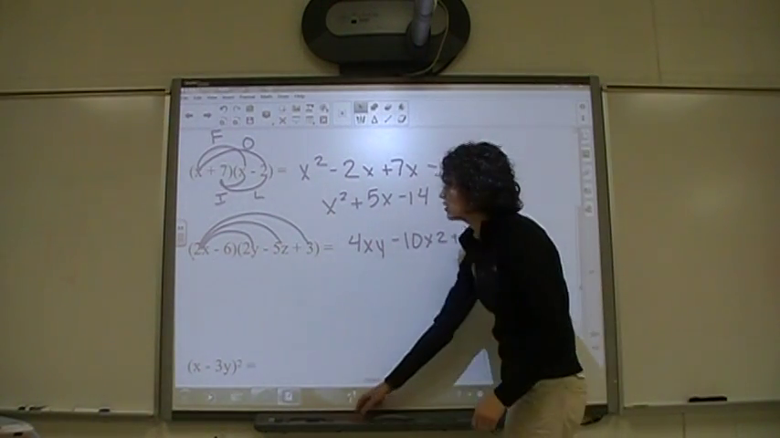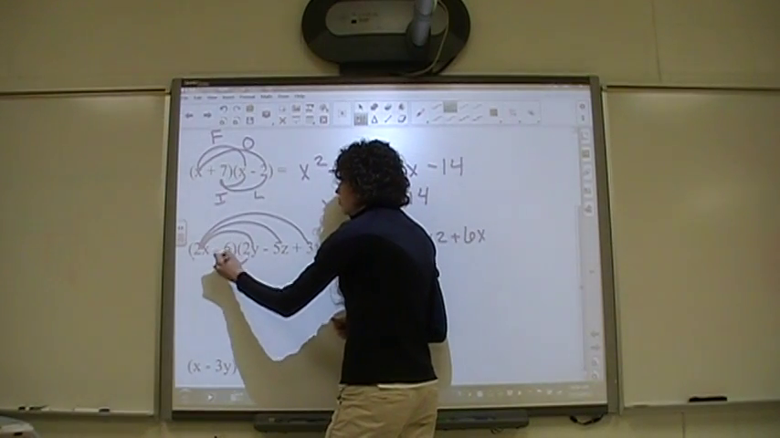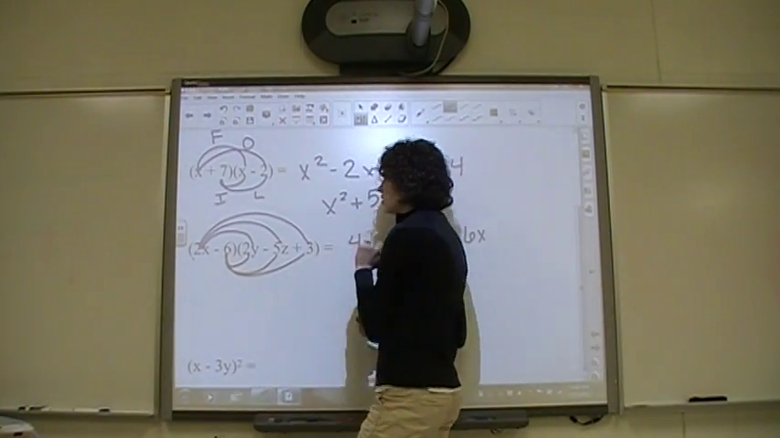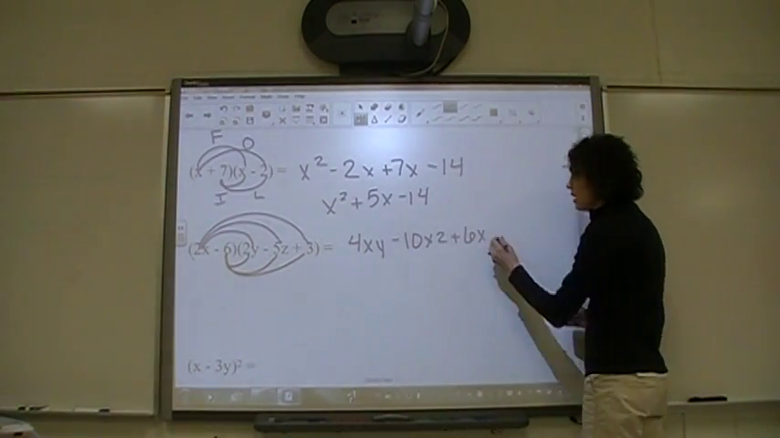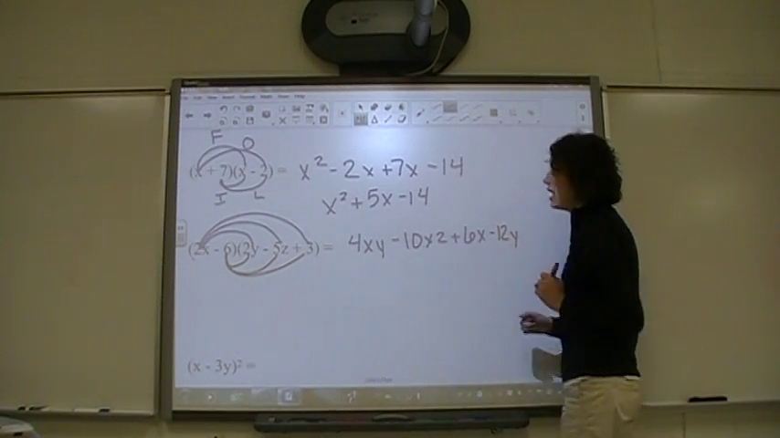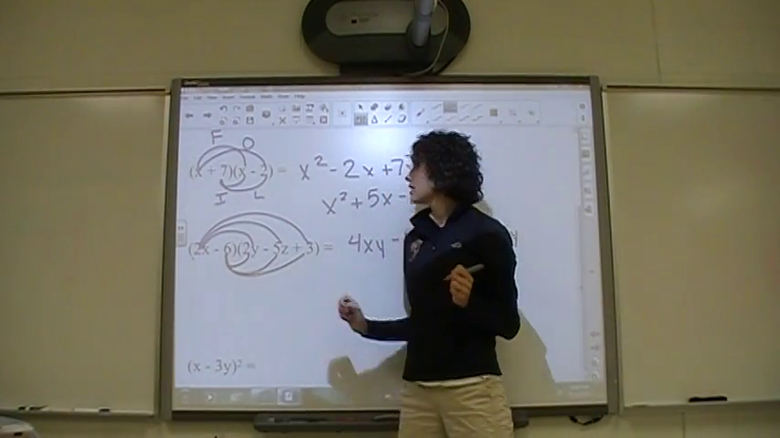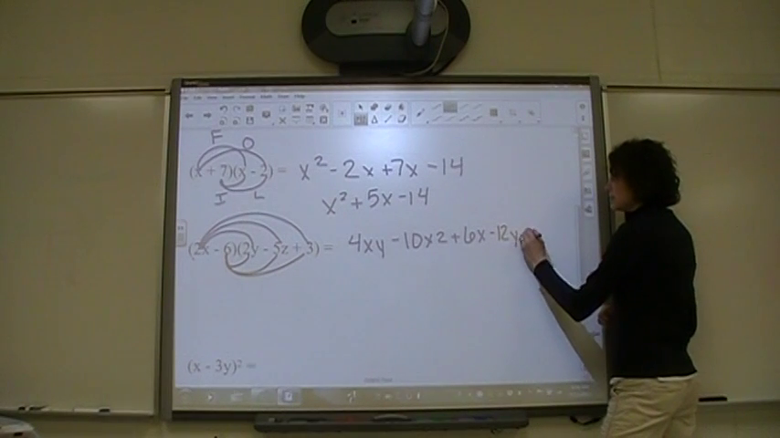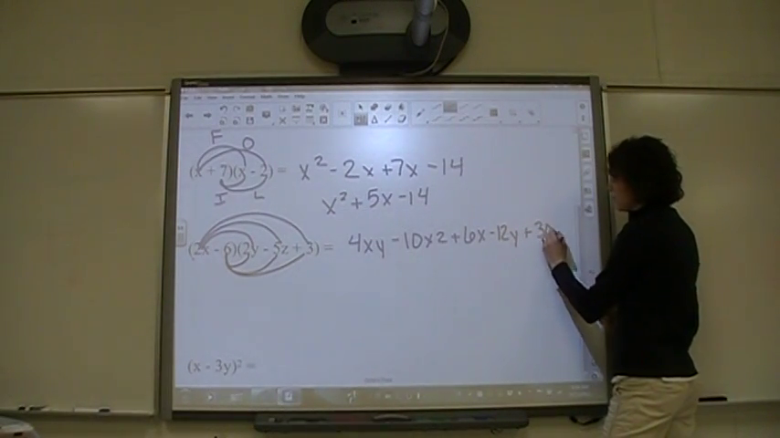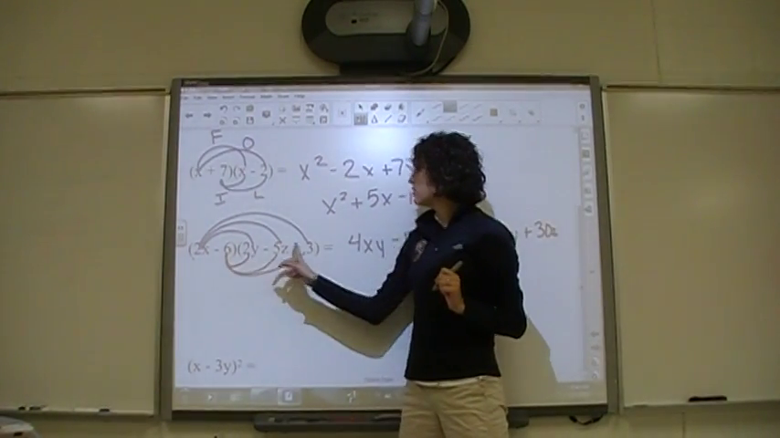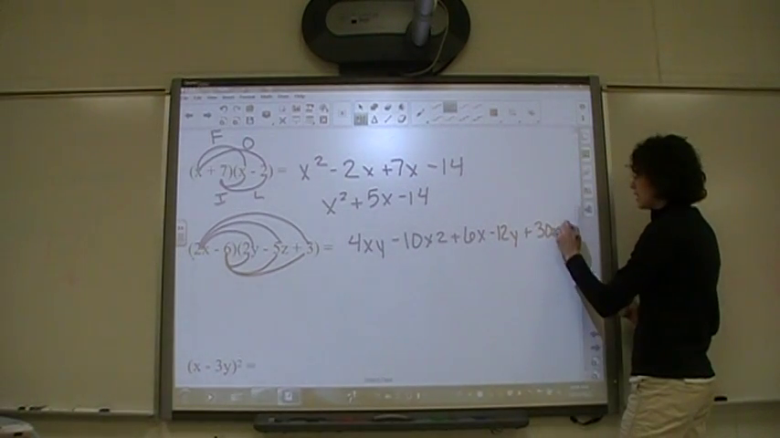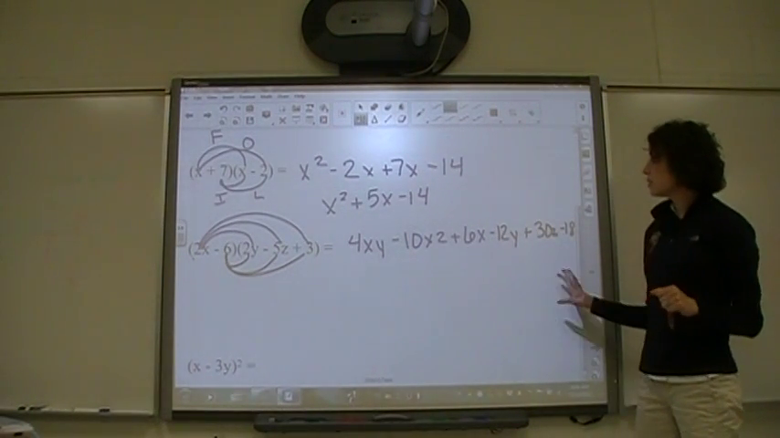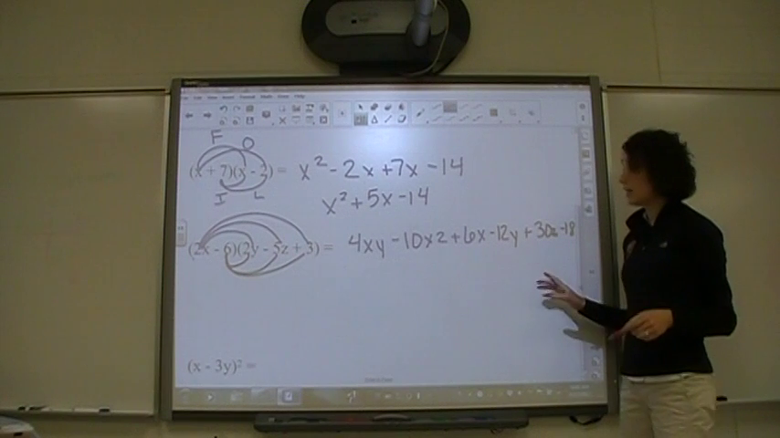Alright, now what you want to do then is take this negative 6 and distribute it to all of these also. So negative 6 times 2y gives me negative 12y. Negative 6 times negative 5z gives me positive 30z. Then finally, negative 6 times 3 gives me a negative 18. Now you want to look and see, can you combine any like terms?